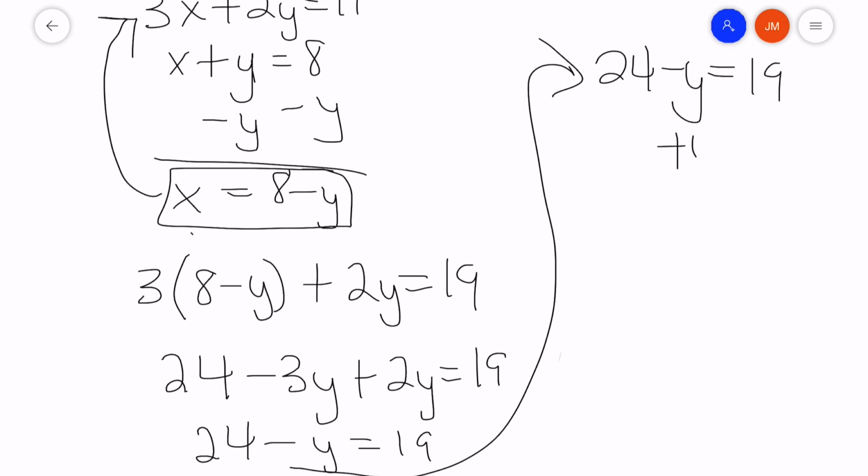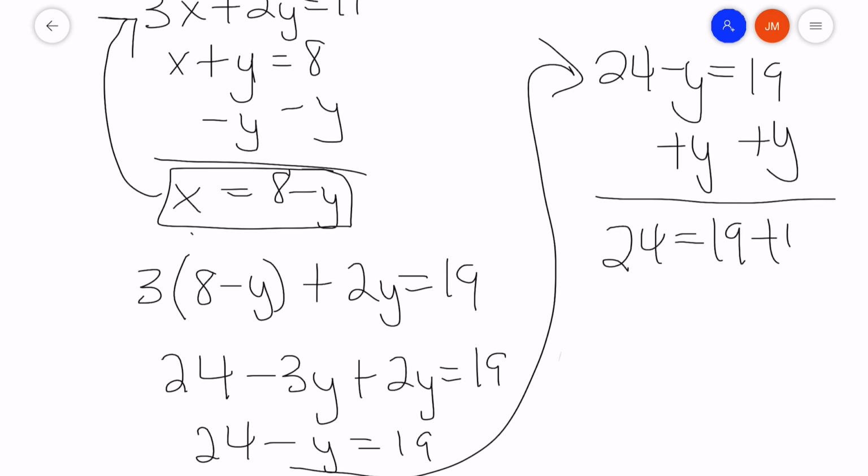We're going to add y to both sides. And we're left with 24 equals 19 plus y. Subtract 19 from both sides. And we're left with y equals 5.